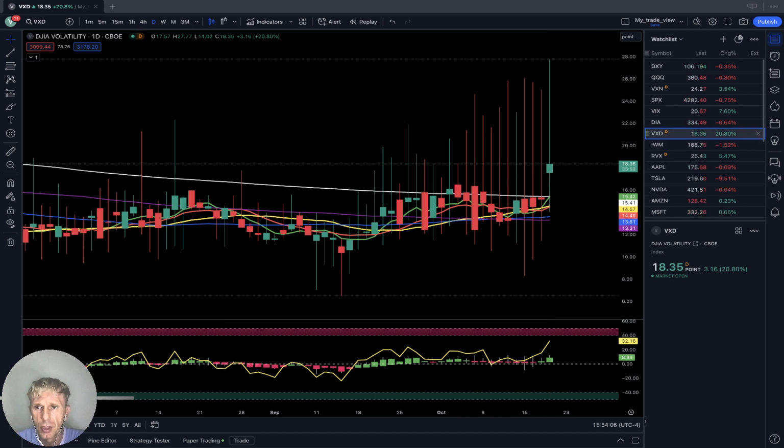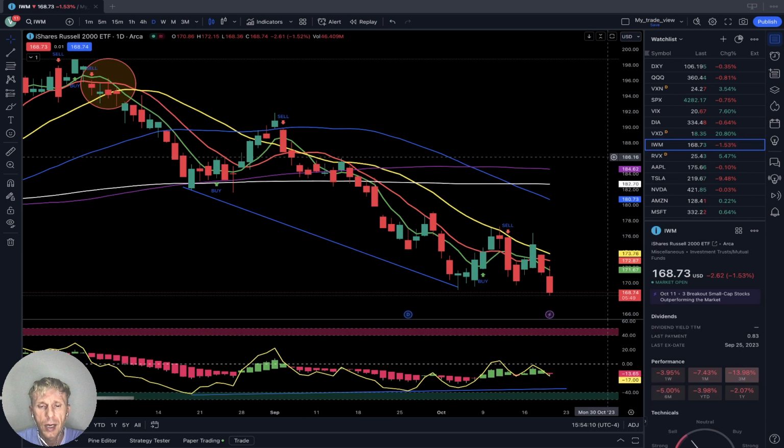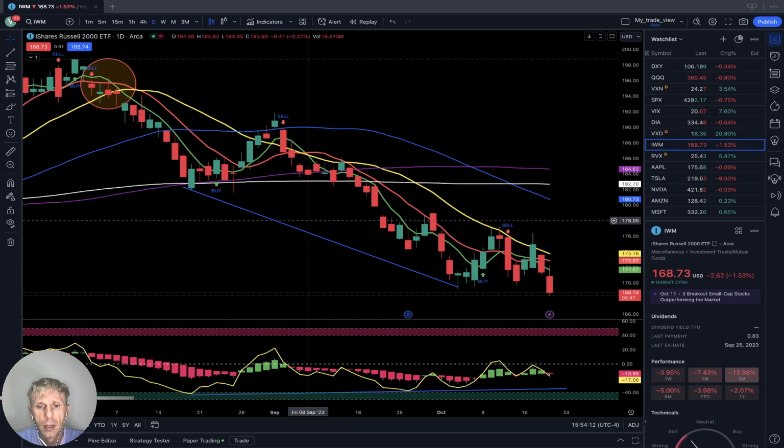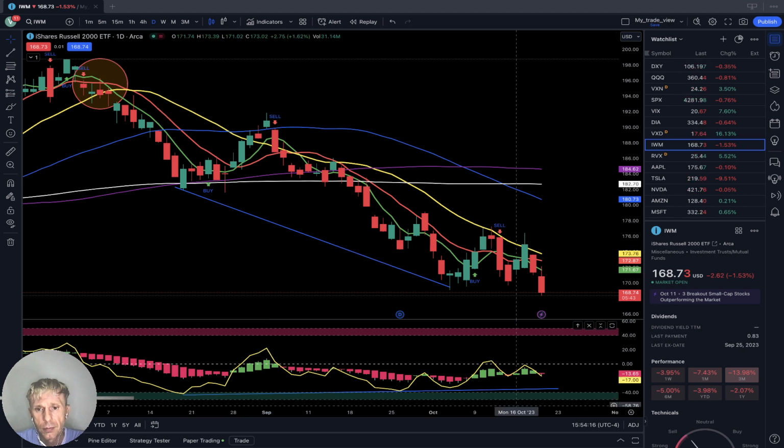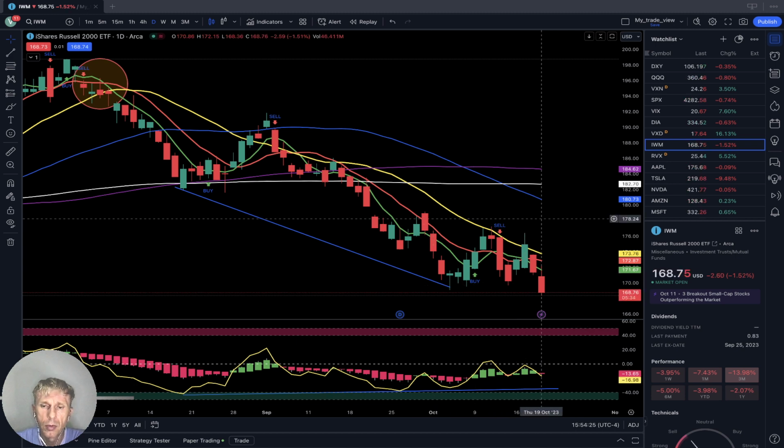VXD volatility index. IWM minus 1.5%. Russell 2000 very weak. Very negative. It has bullish divergences. Yeah, multiple bullish divergences, but still trend is bearish. Last bar below all moving averages, bearish trend.